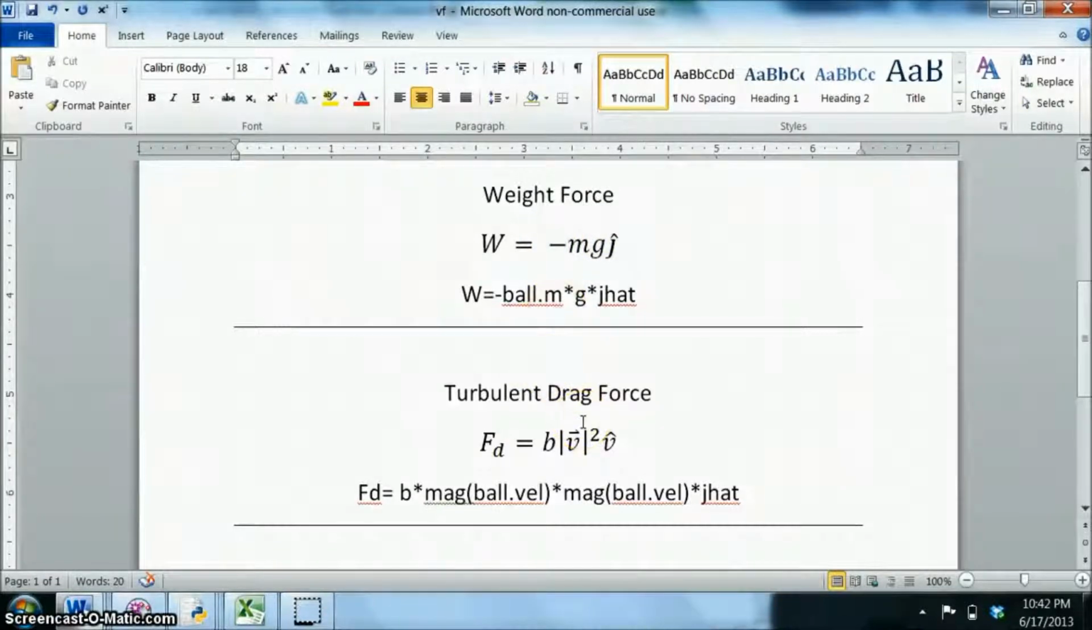The drag force, which is the force that pulls the object away from the Earth, and is caused by the resistance of air, is b times the magnitude squared times the direction, and in this lab we were instructed to use the turbulent drag, in which the object's magnitude is proportional to the square of the object's speed, which is why I have the square there. The faster the object is falling, the more the drag force.